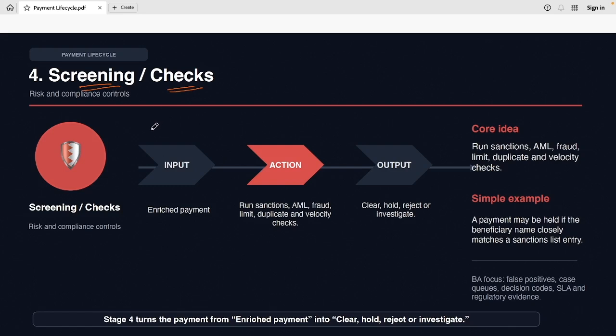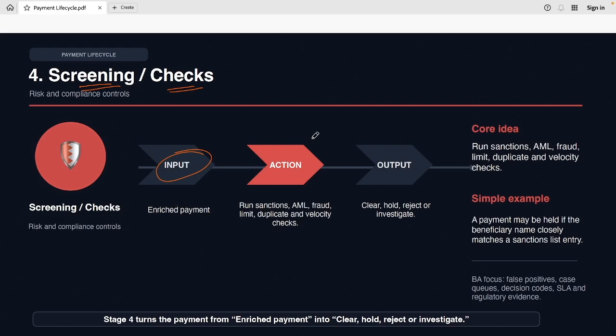Okay, the next stage is screening and checks. At this stage, the bank determines whether the payment creates any compliance, fraud, financial or operational risk. The input at this stage is the enriched payment that contains the customer information, beneficiary information, bank details, amount and payment purpose information.